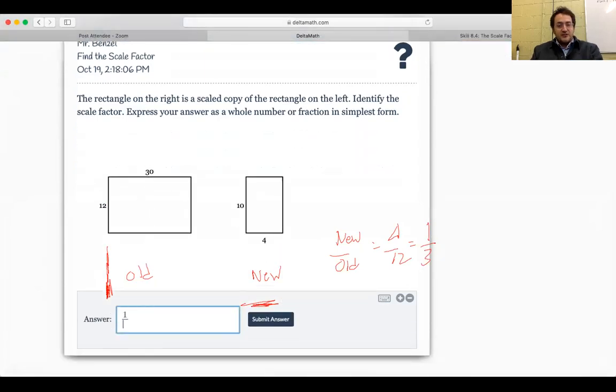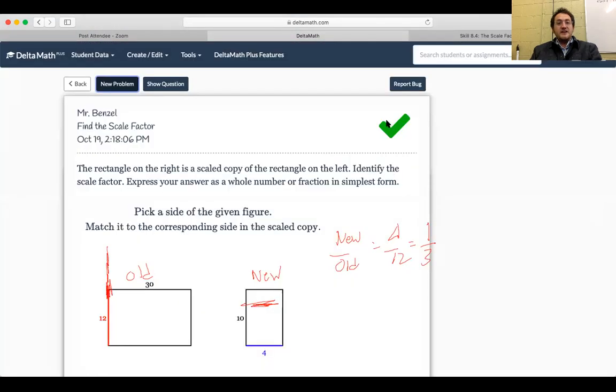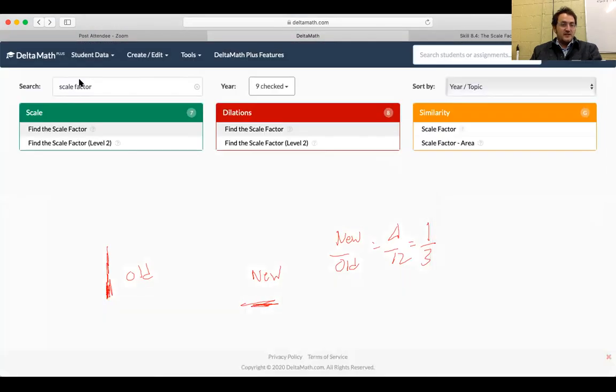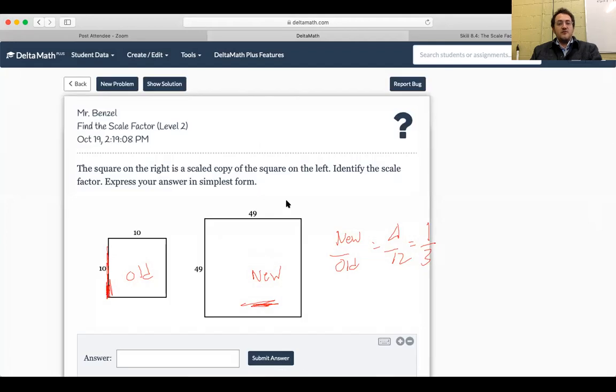And then you just enter it. You do 1/3. And that will get you a good scale factor. Now let's actually take a look at level 2s.